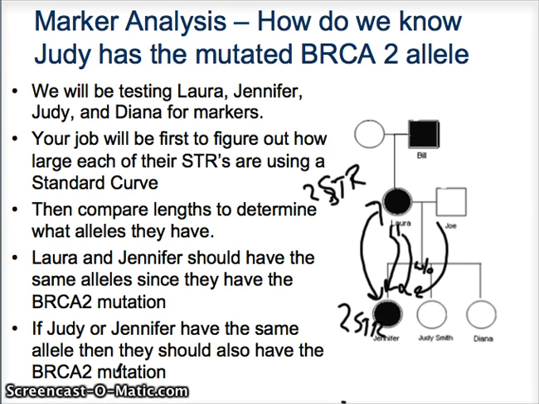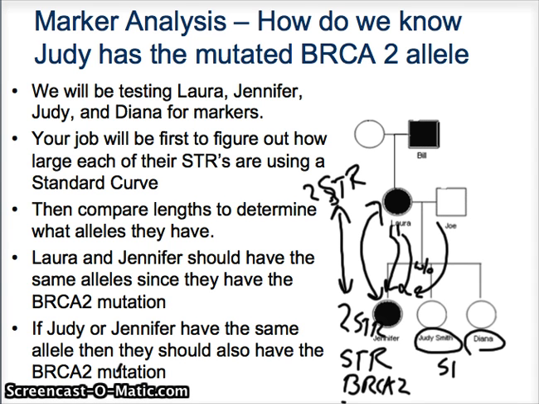So the first thing we're going to have to do is determine which of these STRs both of them have in common, and even if they have only one in common, that tells us which marker or STR the BRCA2 is attached to. Then we're going to do the same and look at Judy and Diana's STRs. If they have the STR that's associated with the BRCA2, then we're going to say that they also have the BRCA2 mutation.